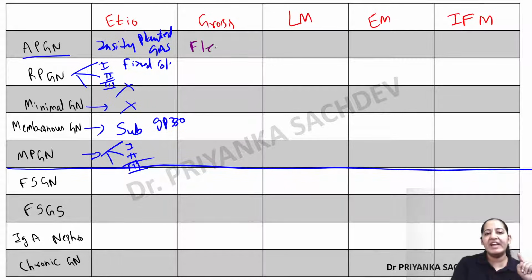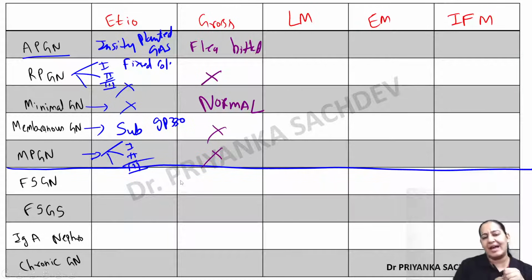Only the gross of flea-bitten kidney is important. The rest of the gross is not important. Here the gross is normal; that is important in MCD. And here the gross findings are not important. In all of them the kidney is enlarged. That's it. Light microscopy is important for all of them.